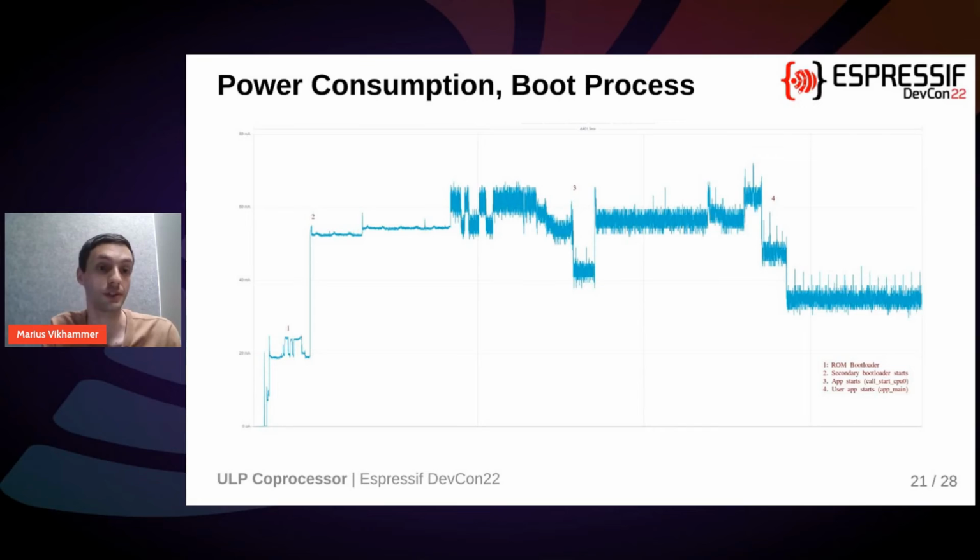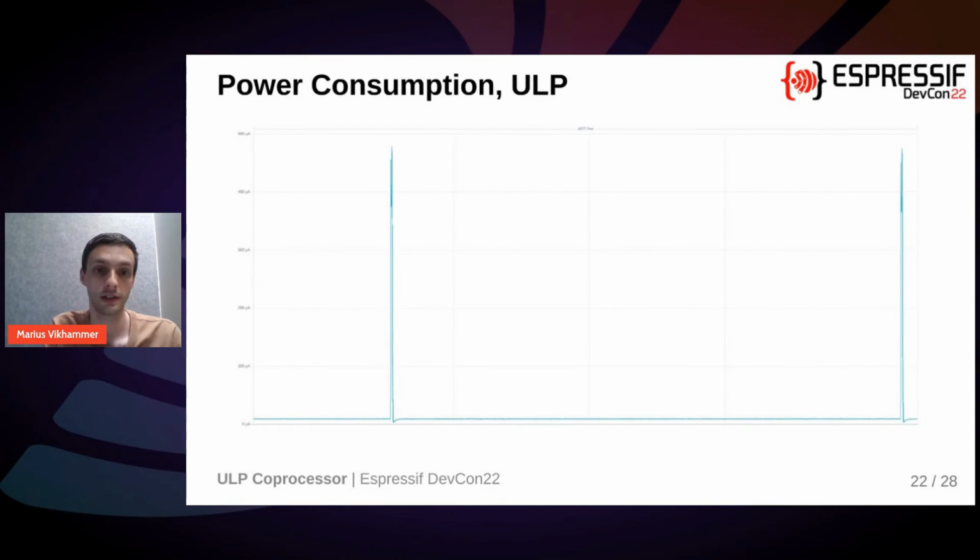So how does this compare with the ULP? Well, this is an example where we're running the ULP with the timer. As you can see, there's 2 spikes here. That's the ULP waking up. Here, I think it's around 750 milliseconds between each wake up.